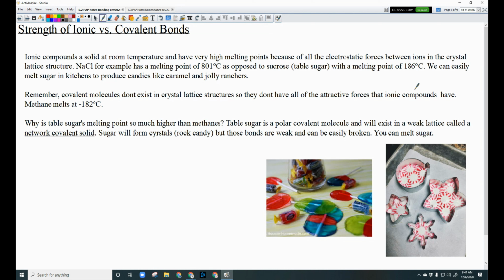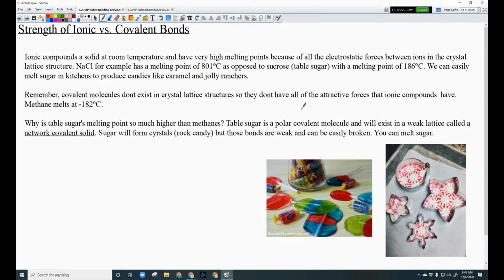All right, covalent molecules do not exist as lattice structures, so they don't have all of those molecule to molecule forces that are holding it together in a crystal. And so again, that lowers the melting point, whereas ionic compounds have all of these big forces, not only intramolecular, inside the molecule, but also intermolecular, between different molecules, they also have those attractive forces.